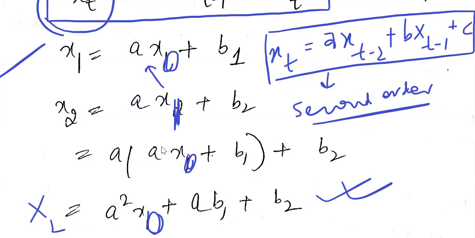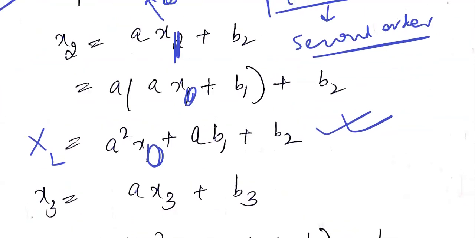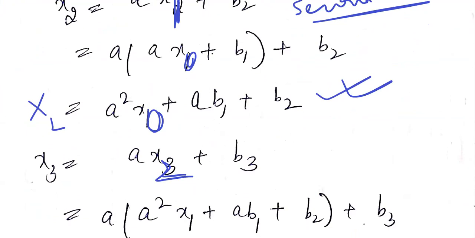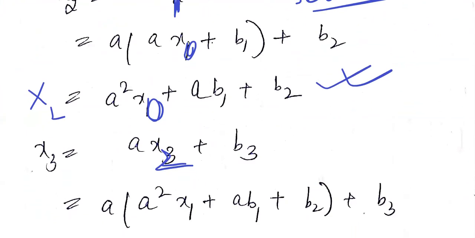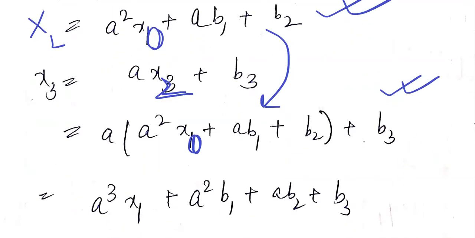Suppose I tell you to compute x3 for me. So you will say that x3 is a x2 plus b3. So this becomes a, and instead of x2 you will place a square x naught plus a b1 plus b2, plus b3. So once you solve it, you will get a cube x naught plus a square b1 plus a b2 plus b3.